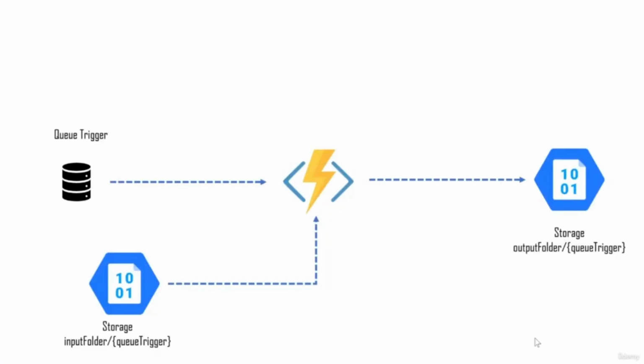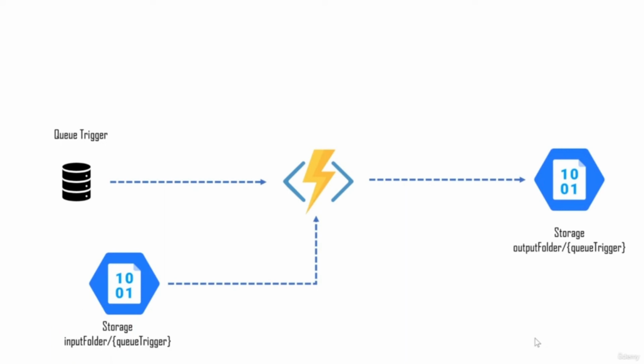So now let's look at a very common use case for a queue. Here in this particular architecture, I have a queue trigger, and within the queue trigger, I will send a particular message, and this message will be the name of an object or a file that is contained within a particular input folder.